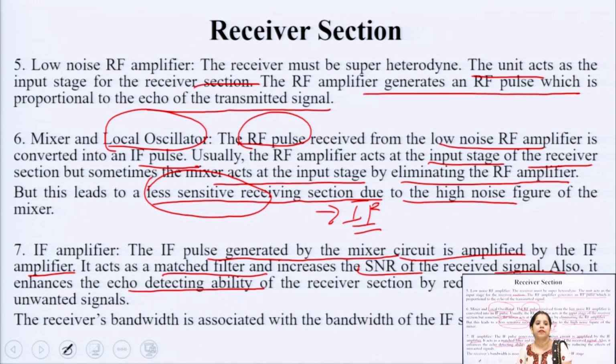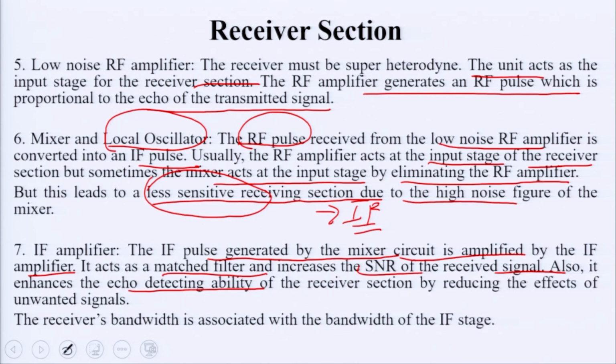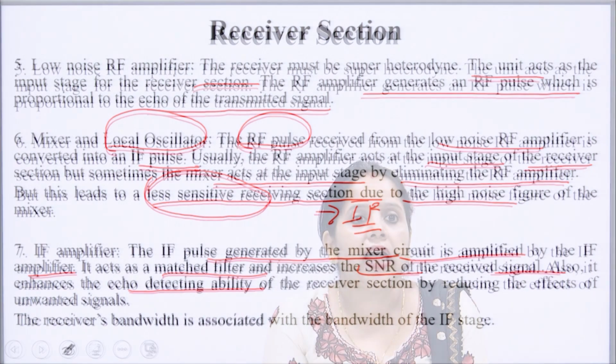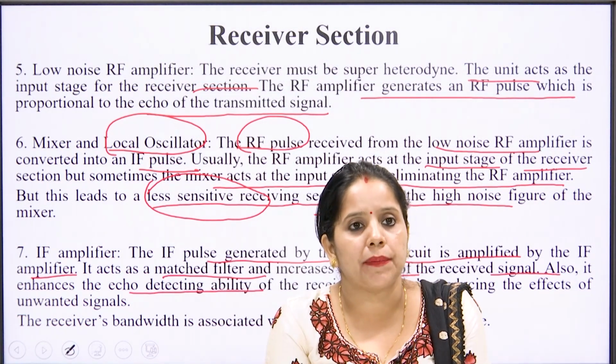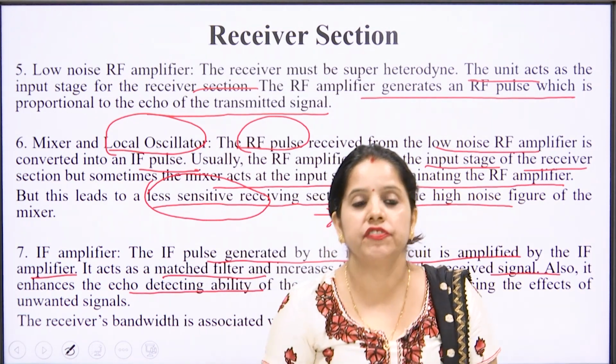So, our IF amplifier is used to basically amplify the IF signal which is received from the mixer, and it basically consists of a matched filter which increases the SNR. SNR stands for the signal to noise ratio of the received signal, and it enhances the echo detecting capability of the received signal, which is our main function.